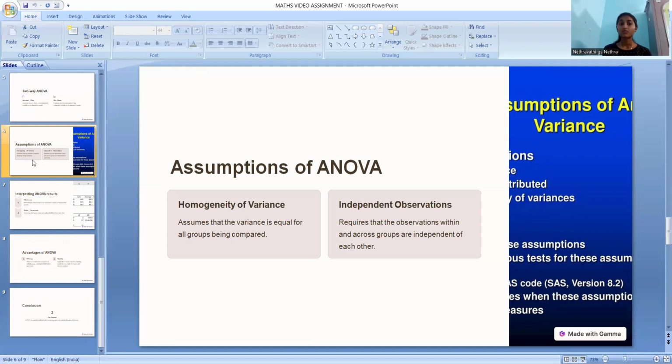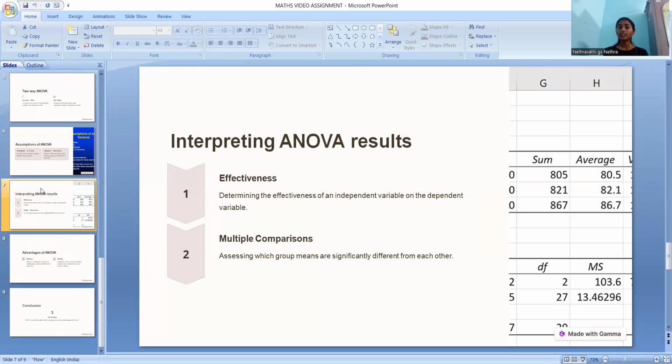This is about the assumptions of ANOVA and interpreting ANOVA results. As I am showing in the figure here, in a tabular form, we have the source of variation, the between-treatments value, and the error value. ANOVA consists of factors, replication, experimental errors, treatment designs, and as I said, the classifications of ANOVA. And interpreting ANOVA results involves effectiveness and multiple comparisons.